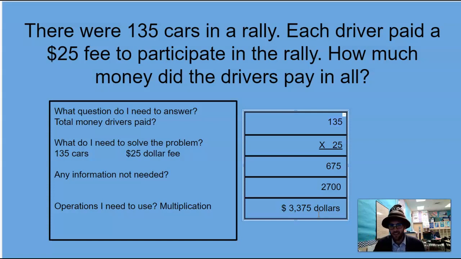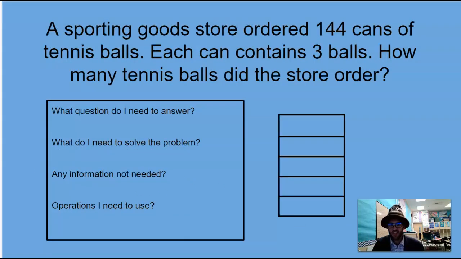One more problem left. Let's check it out. A sporting goods store ordered 144 cans of tennis balls. Each can contains 3 balls. How many tennis balls did the store order? Last problem for this lesson. Take a minute, pause the recording, and see if you have become a multiplication word problem mathematician.